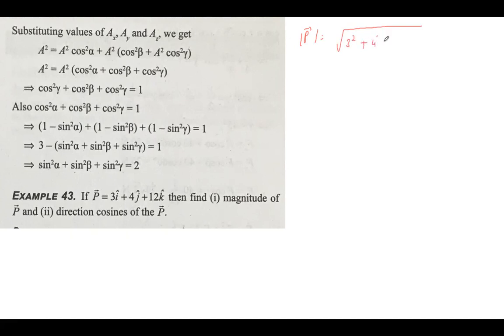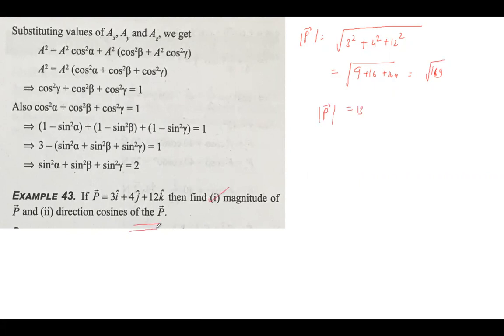So 3 square plus 4 square plus 12 square. So this is 9 plus 16 plus 144. So this is 169. The square root of 169 is equal to 13. So the magnitude of vector P is 13. This is the first part.